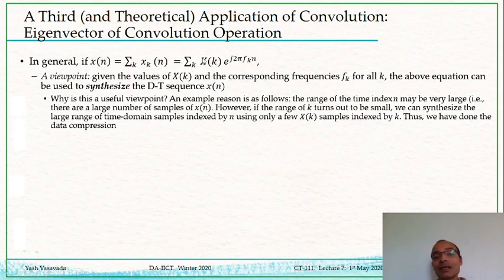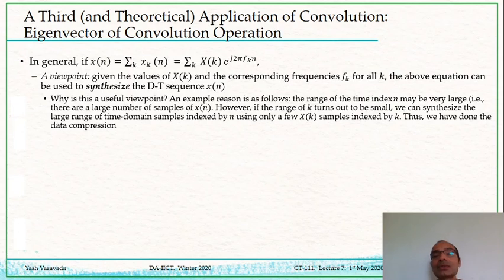Then in that case, if we are allowed to store only those 10 or 15 numbers, x of k and f of k, then you can see that we have to store much less amount of data. In fact, we have done data compression. So this is a methodology. This allows us a methodology for data compression that we have talked about earlier in the semester.